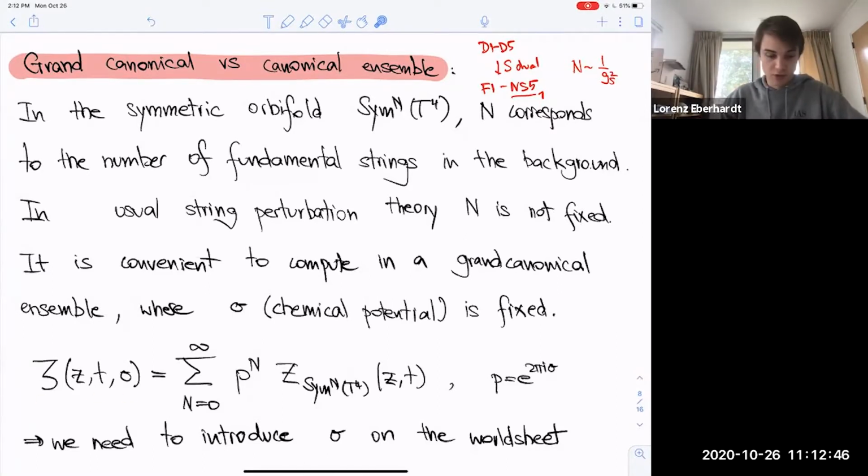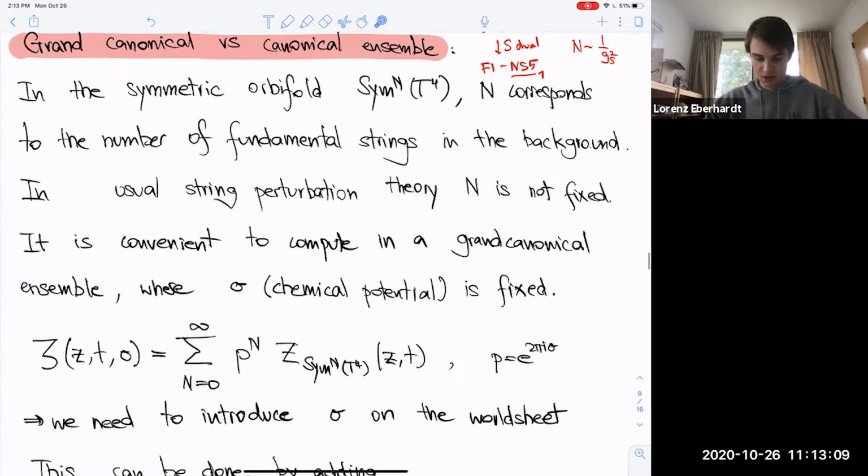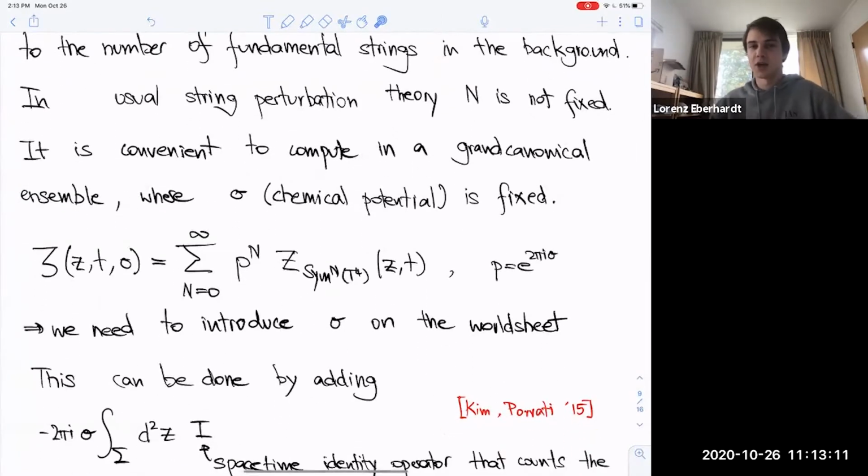From a boundary point of view, this depends on the boundary modular parameter, this chemical potential, as well as on the SU(2) chemical potential. You can think of it as just being the sum over all the symmetric orbifolds. It's like the generating function of these partition functions. And p is e to the 2 pi sigma. This is what I claim, and actually what Kim and Parati claimed, that string perturbation theory should compute.